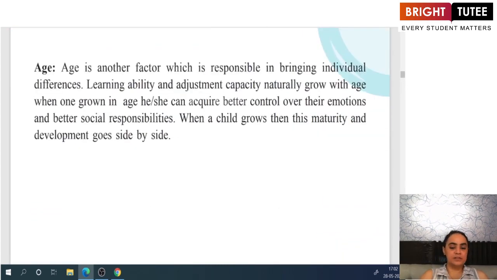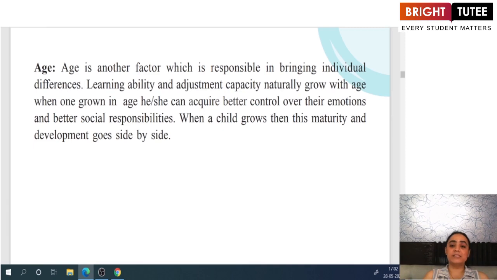Now, the next difference that can be seen in the individual is because of age. Age is another factor which is responsible for bringing out the individual differences. Learning takes place, as we have read earlier also.